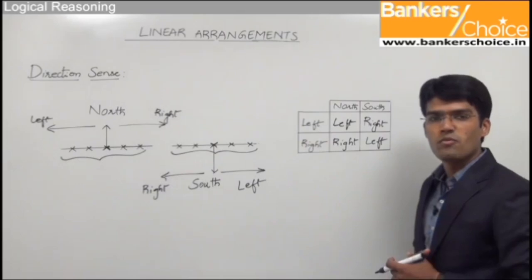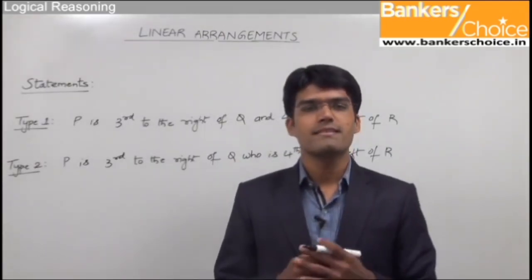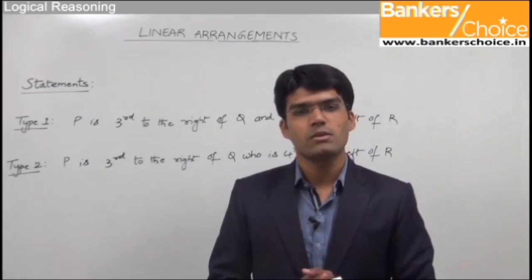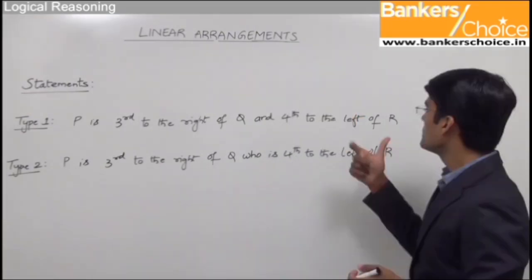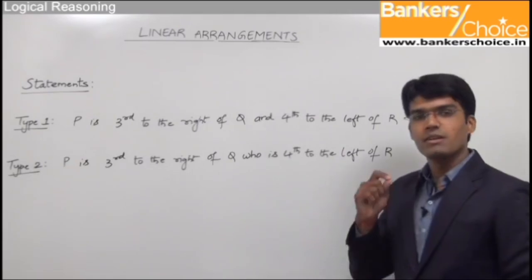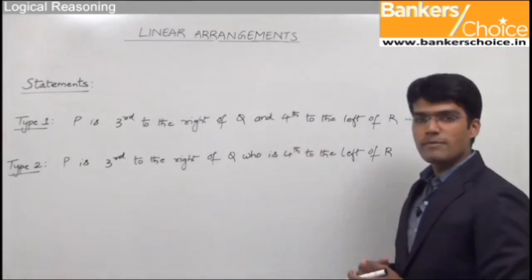The second important point that we need to understand here is the types of statements which are given in case of linear arrangements. As we have already discussed in case of circular arrangements, there are 2 types of statements. The type 1 is P is third to the right of Q and fourth to the left of R. And the second type of statement is P is third to the right of Q, who is fourth to the left of R. So as you can see here, the major and the only difference in these 2 types of statements is the word 'and' in the first statement and 'who' in the second type of statement.